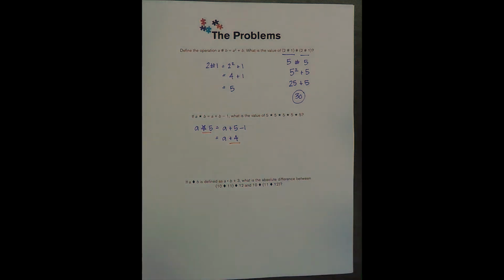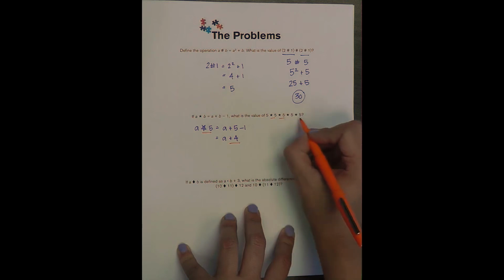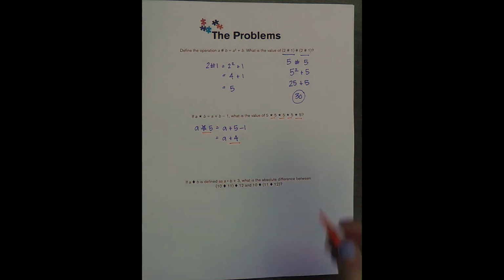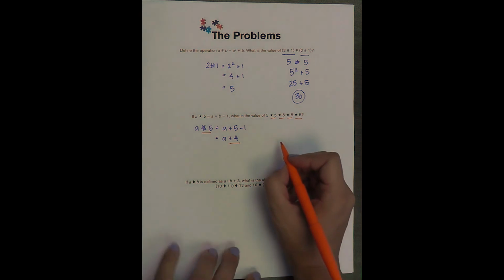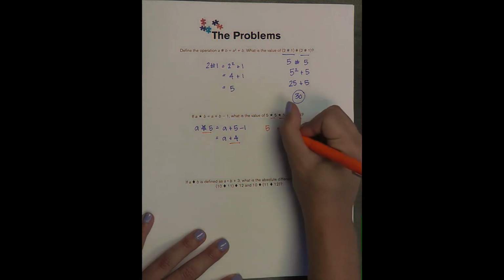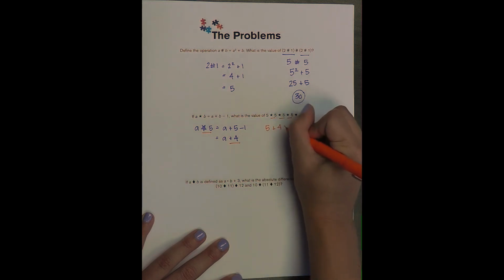So if you look at this, you'll notice that we have 1, 2, 3, 4 star 5 operators. So you don't need to continuously do this calculation. We now know that this is going to be 5 plus 4 times 4.